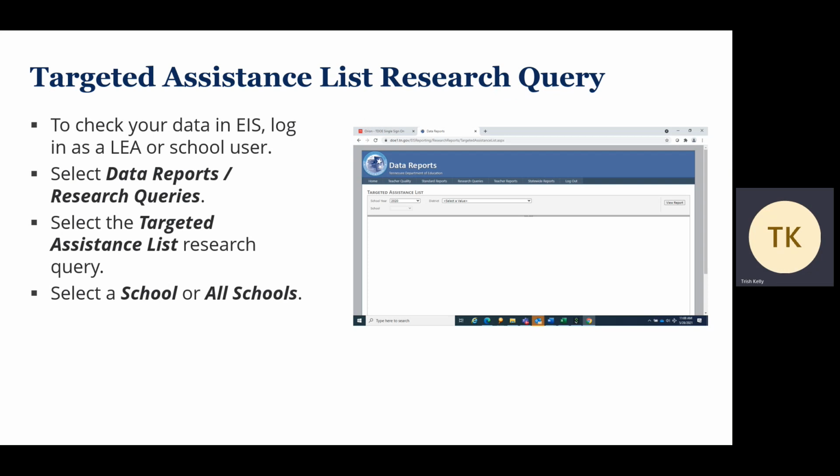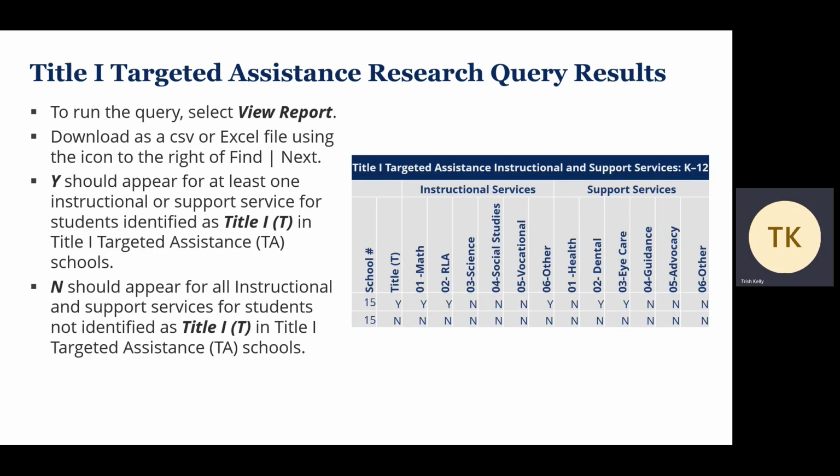To check your data in EIS, again, log in as a school or LEA user, select Data Reports and Research Queries. From the Research Query list, select Targeted Assistance List. Typically, you'll want to search by school, perhaps all schools, if all schools offer targeted assistance programs in your district, but that doesn't tend to be the case. To run the query, select View Report. To download as a CSV or Excel file, again, select the file icon to the right of Find Next.